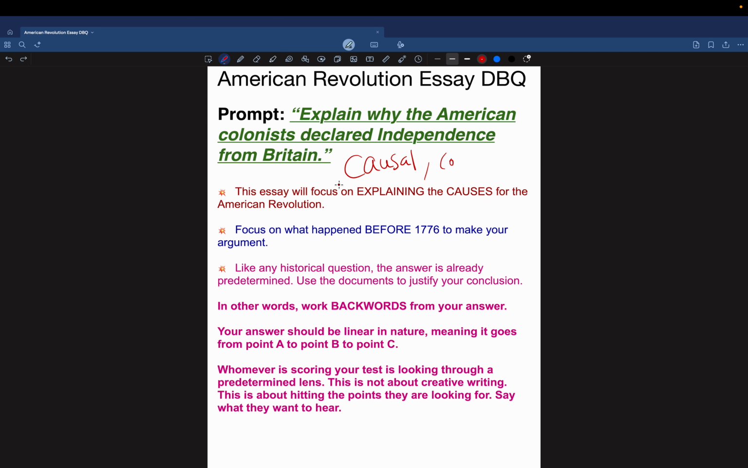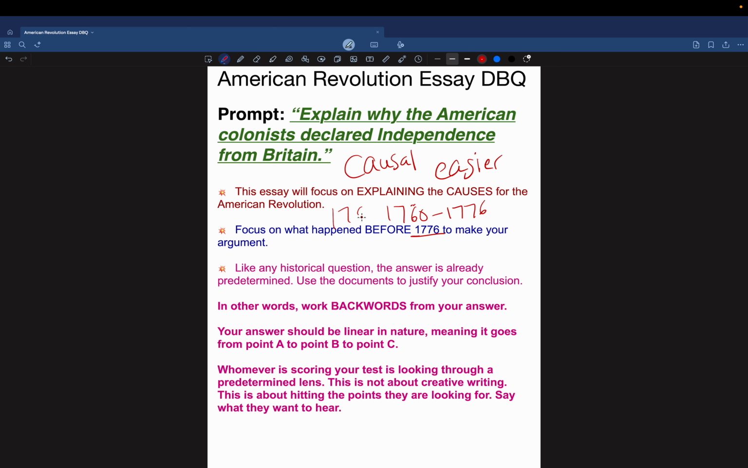And we are going to merely explain why the event happened. Generally speaking, causal essays are easier than other types of essays. So that's the good news here. So this essay will focus on explaining the causes for the American Revolution. Focus on what happened before 1776 to make your argument. So your writing should really be, I'll even roll it back, 1760 to 1776.